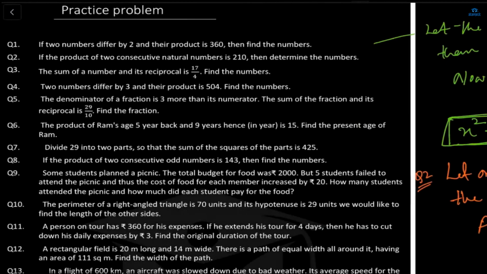Now, two numbers differ by 3 and their product is 504. You see the question number first. Okay, so it is just the same as question number 1, so I'm not doing it.